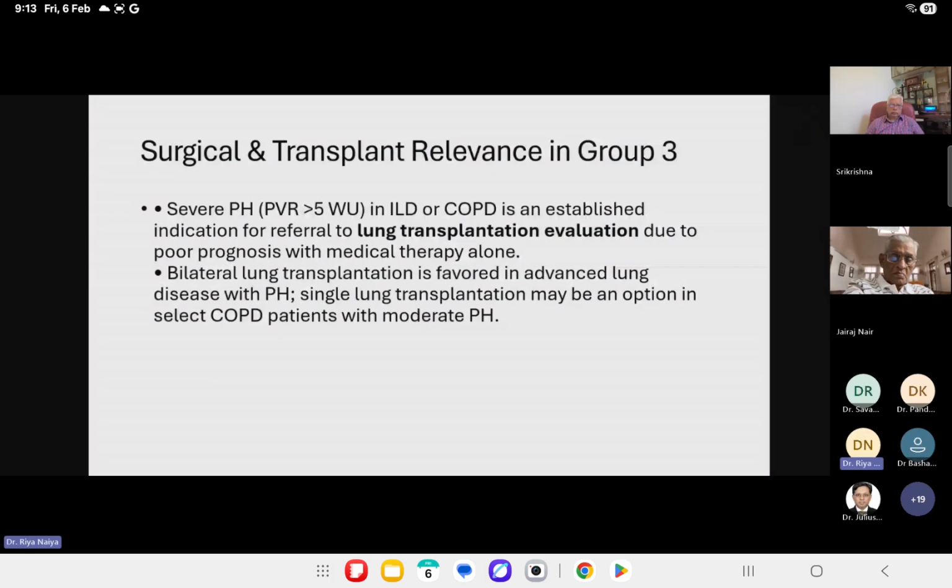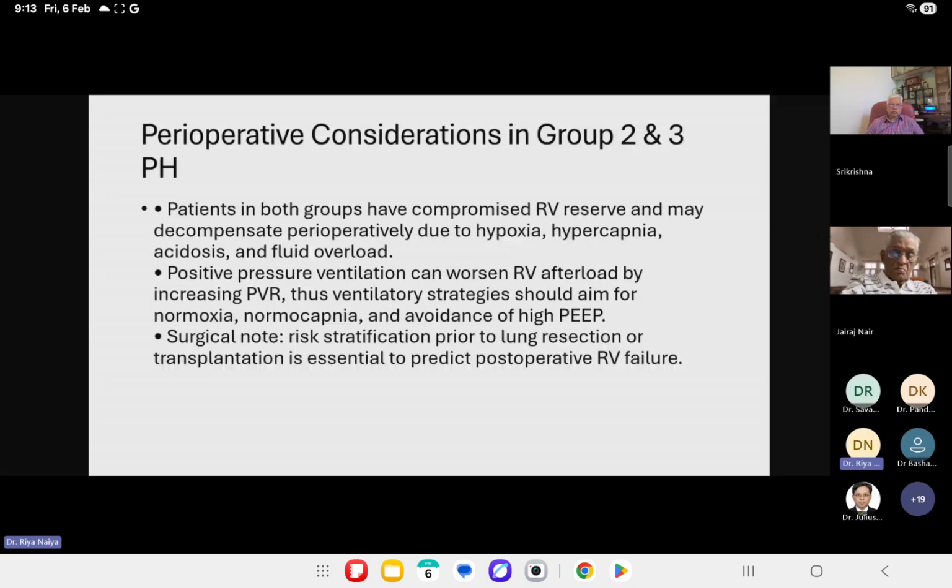So, perioperative considerations for patients with left heart disease and patients whose cause of pulmonary hypertension is lung disease. Both groups will have compromised RV reserve and may decompensate perioperatively due to hypoxia, hypercapnia, acidosis, and fluid overload. Positive pressure ventilation can worsen RV afterload by increasing the PVR. Thus, ventilatory strategies should aim for normoxia, normocapnia, and we should avoid high PEEP. A surgical note is that risk stratification prior to lung resection or transplantation is very essential to predict post-operative RV failure.